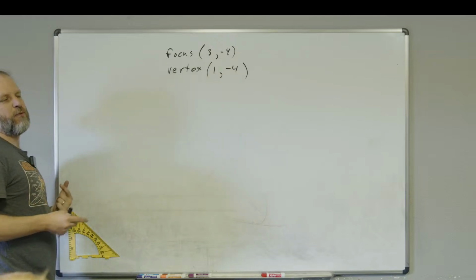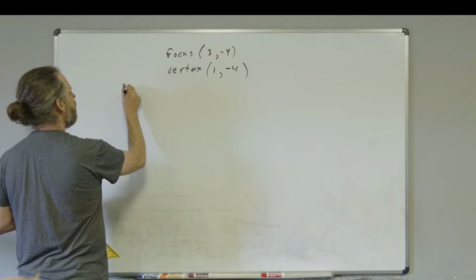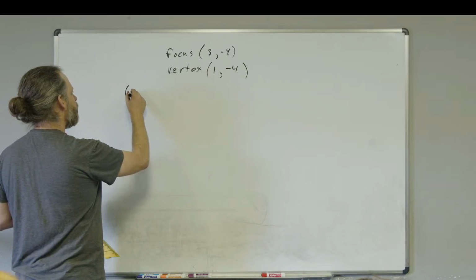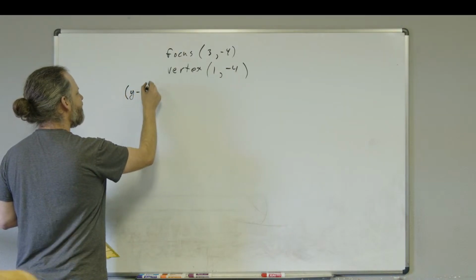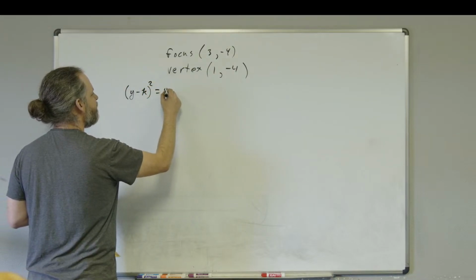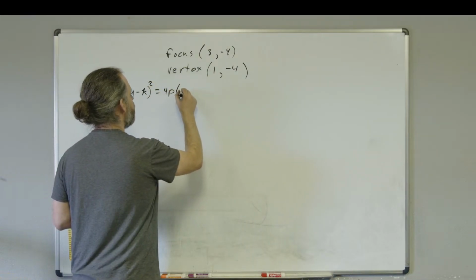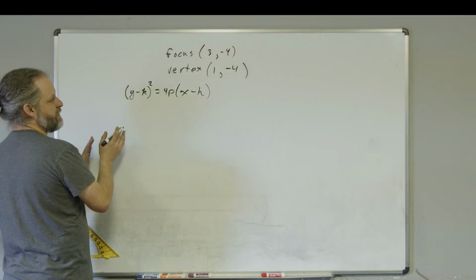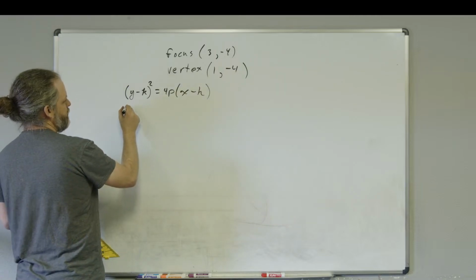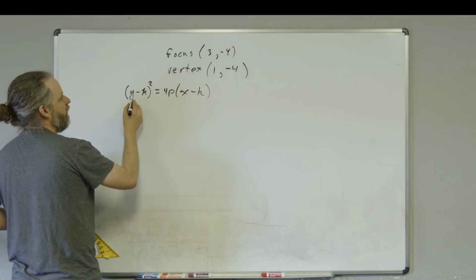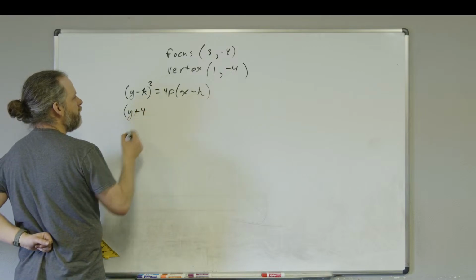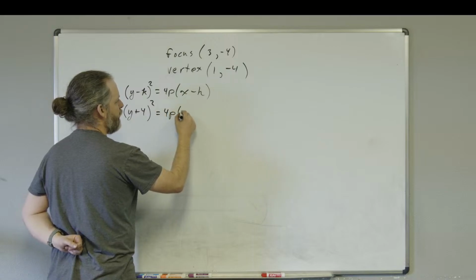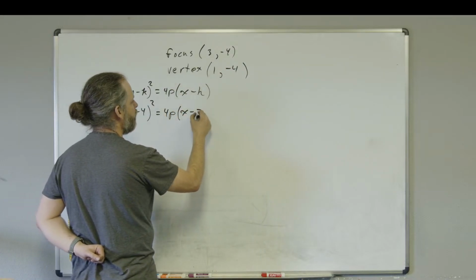Which standard form are we looking at? Looking at the y minus k squared equals, the horizontal one, yeah. I don't have to say it out loud. You have it memorized most likely. Great. So let's get the parentheses parts because those are easy, right? That's just the vertex, right? So y plus 4 squared equals 4p times x minus 3.